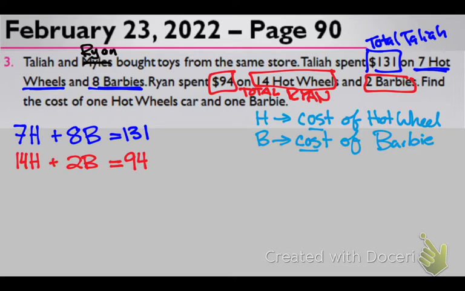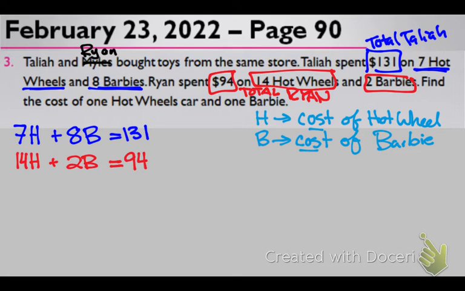What method can we use to solve this? We have 2 linear equations. That's a system of equations. What method can we use to solve that? We have graphing, substitution, or linear combination. Linear combination? Okay, I like that.